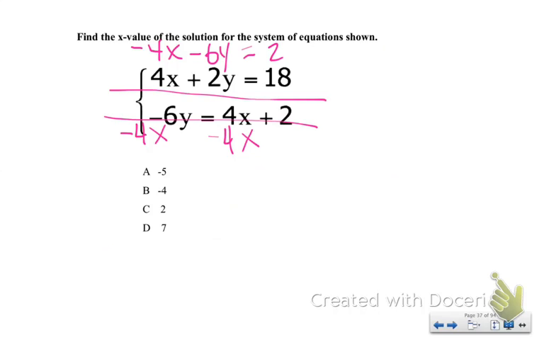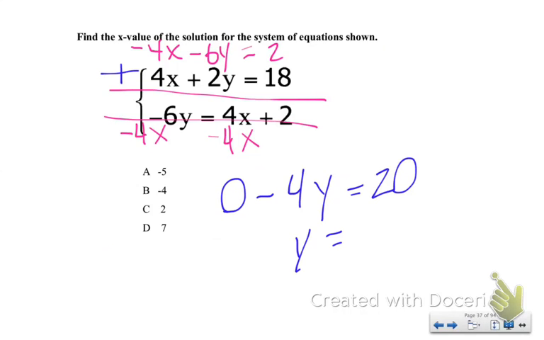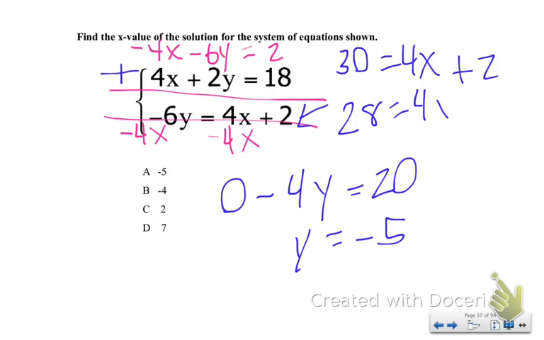So remember, when they're opposite, I'm going to add. Negative 4x plus 4x is 0. Negative 6y plus 2y is minus 4y. And 2 plus 8 is 20. So we know y is negative 5. Now to get x, I want to plug it back in. So if I look at this one, might be easiest. Negative 6 times negative 5 is 30 equals 4x plus 2. Minus 2 is 28. Divide by 4, and x is 7.